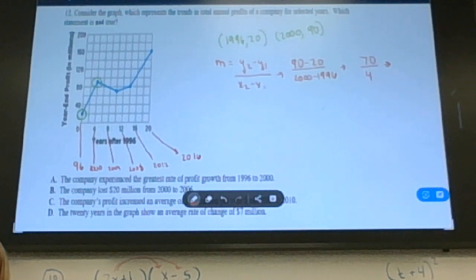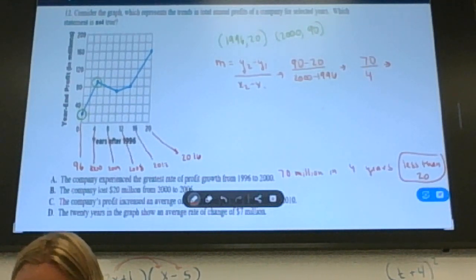So it went up $70 million in 4 years. You guys, we don't have a calculator. How much is 70 million in 4 years? Well, think about this. If it was 80 million, that's easy math. 80 million in 4 years is about 20 million per year. So this is like less than 20. All right, you might have to do some approximating like that, right? 80 would be 20, so 70 is less than 20 per year.